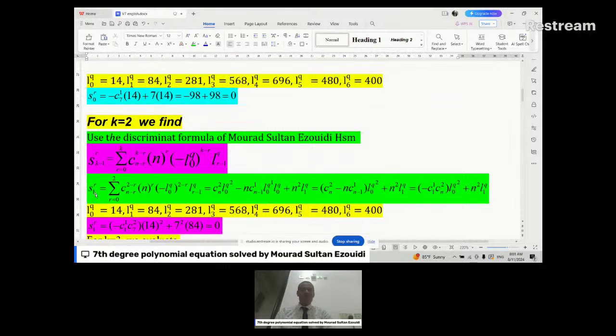It's a general formula now: S1 for the R equal negative combination 1 choose 1 times combination n choose 2 times L0 for the Q squared plus n squared times L1. I'm going to write this as negative combination 1 choose 1 times combination 7 choose 2 times 14 squared plus 7 squared times 84. I will use my calculator so that you can check with me at the same time.